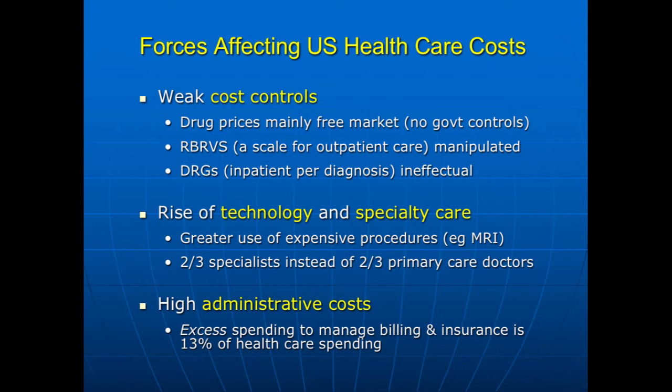Second, the U.S. relies much more on expensive procedures, both diagnostic, like MRIs, and therapeutic. And most doctors are specialists, which is the opposite of other OECD countries where most doctors are in primary care. And finally, a special interest of mine, administrative costs. The added administrative burden imposed by complex billing and insurance at the insurers and at the providers as well consumes more than $1 in every $8 we spend on healthcare.